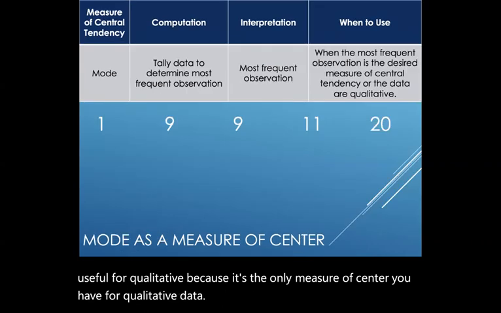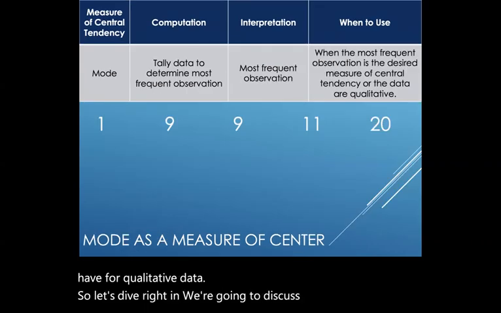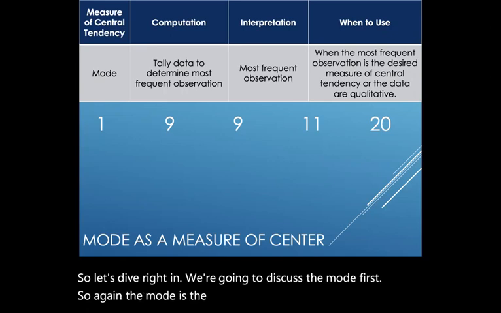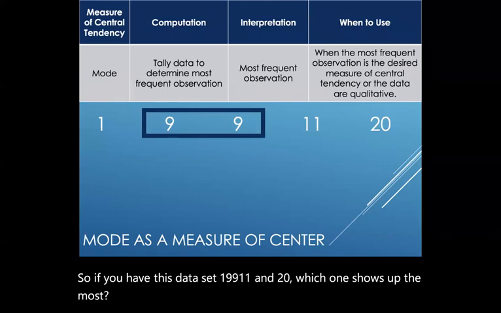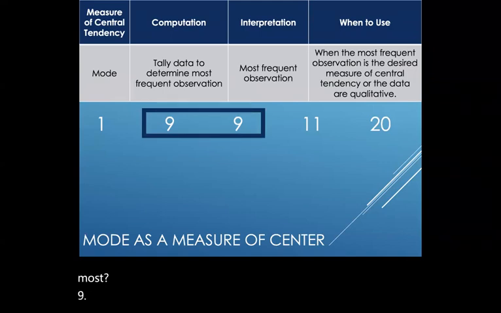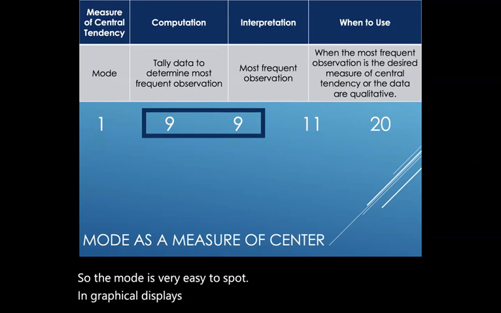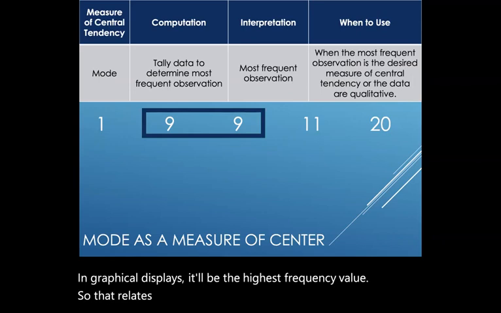So let's dive right in. We're going to discuss the mode first. So again, the mode is the most frequent. If you have this data set 1, 9, 9, 11, and 20, which one shows up the most? 9. So the mode is very easy to spot. In graphical displays, it'll be the highest frequency value. So that relates back to the material that we did in the videos prior.